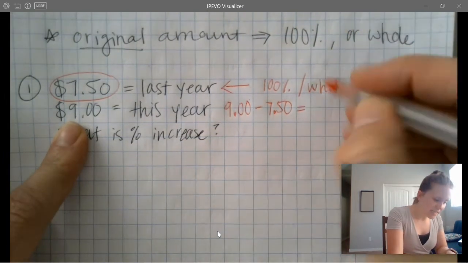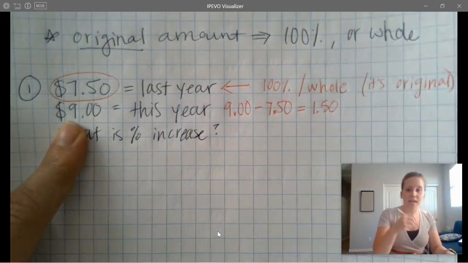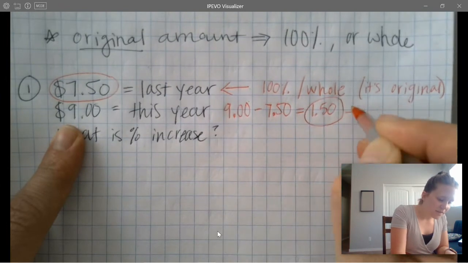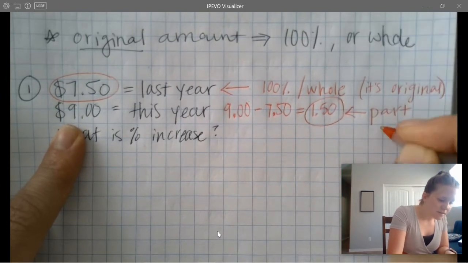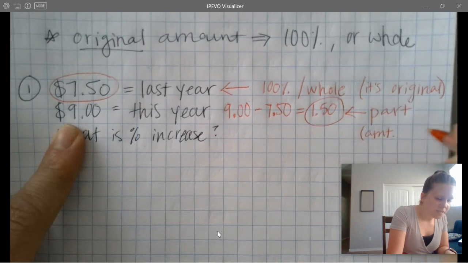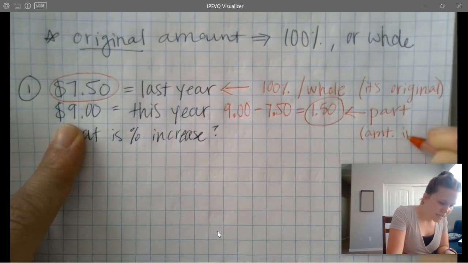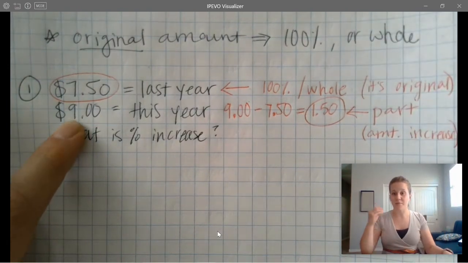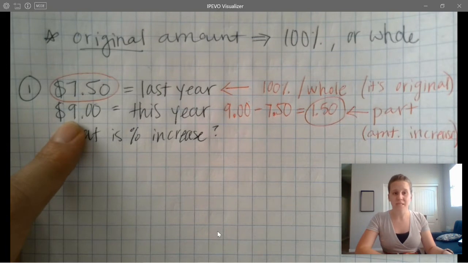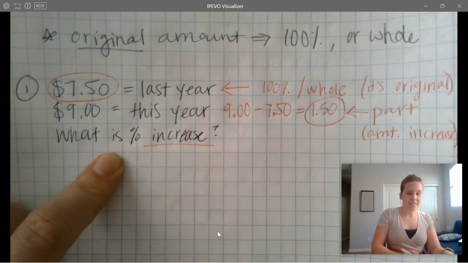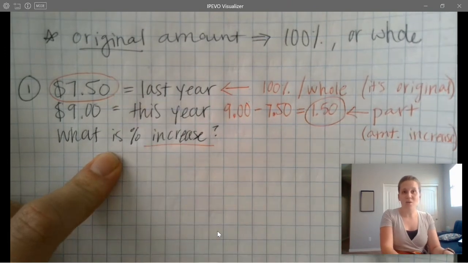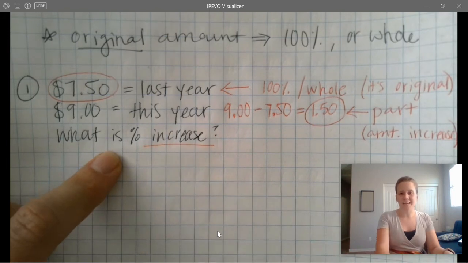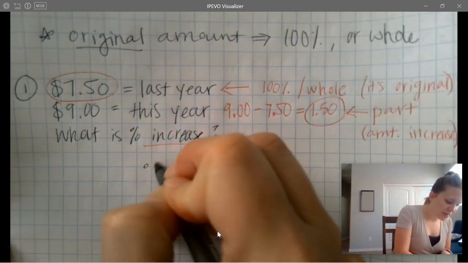When I subtract, I see that the increase was only $1.50. So I'm going to circle this one. This is my part. It is the amount, I'm just going to put AMT for amount, increase. It's the amount of the increase. The price increased by $1.50. So I want to know what is the percent increase. So I know the whole, I know the part, I had to subtract to get it, but I know the part, and I know I'm looking for the percent. So let's set up a ratio table. Your paper looks like mine.